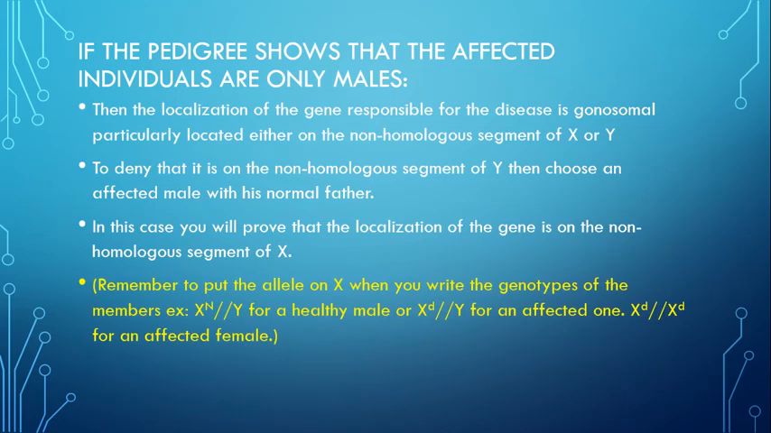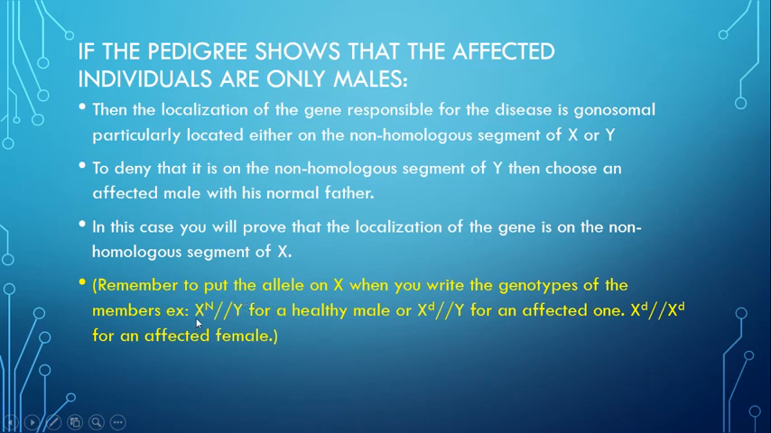In this case, if you have proven that the studied gene is on the non-homologous segment of X, when you are asked to write the genotype, you're supposed to remember to put the genotype on the X chromosome. So I've given you certain examples here. For a healthy male, because the gene is located on the non-homologous segment of X, you're going to represent only one copy, and you put this copy for males only on chromosome X, while chromosome Y won't carry any allele.